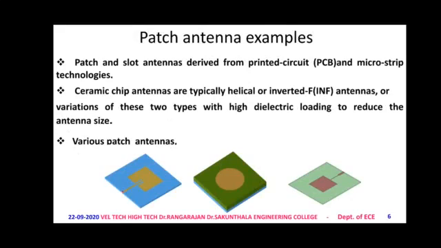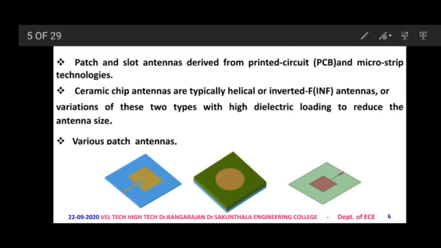Patch antenna and slot antenna derived from printed circuit board and microstrip technologies. Ceramic chip antennas are typically helical or inverted antennas. The variation of these two types with high dielectric loading reduces the antenna size. Some various examples of these antennas.